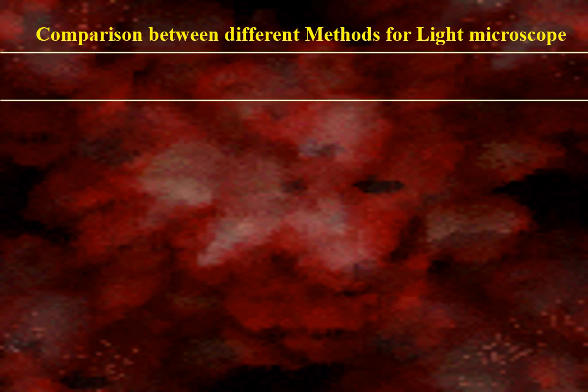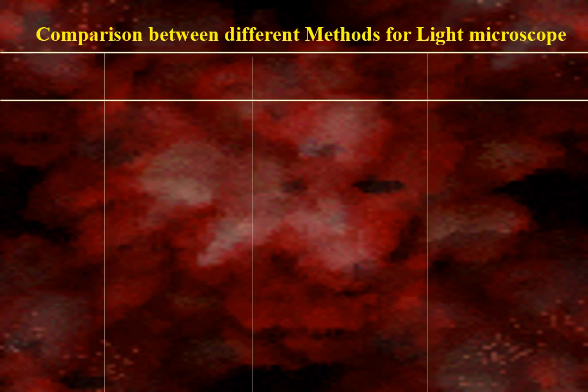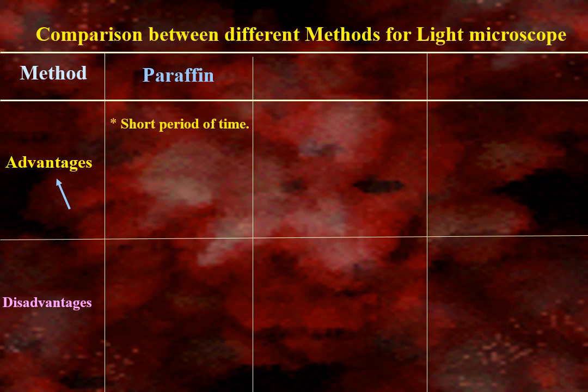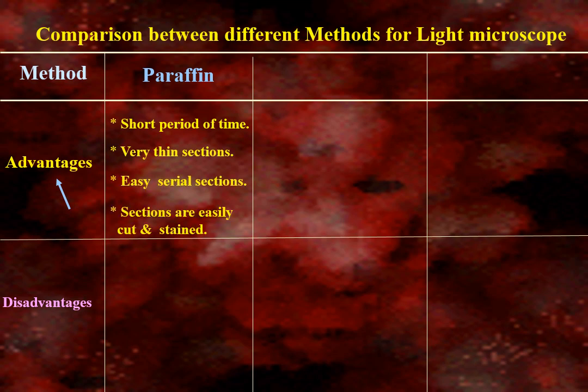Comparison between the different methods for light microscope. The advantages of one method are disadvantages for the others. For example, advantages of the paraffin sections are short period of time, gives very thin and serial sections. Sections are easily cut and stained.